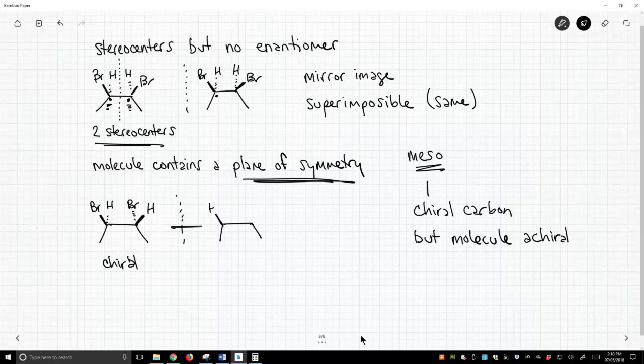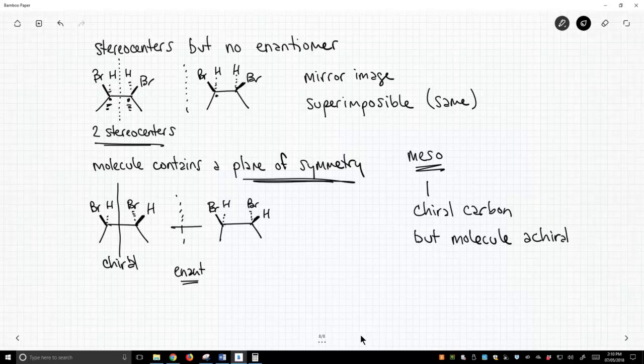Okay, let's finish our structure. That's Br, that's an H, and that'll be Br and H. And these will be enantiomers, because these two structures do not have an internal plane of symmetry down through the middle of the molecule.